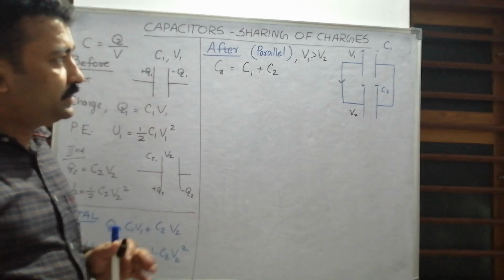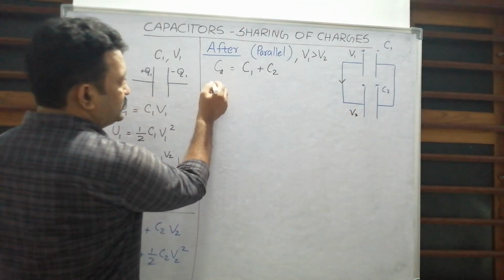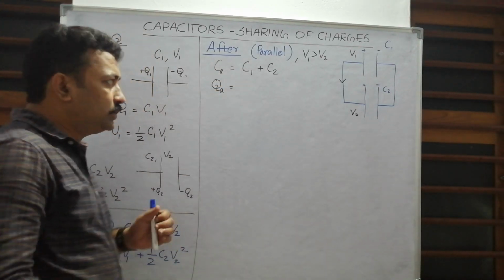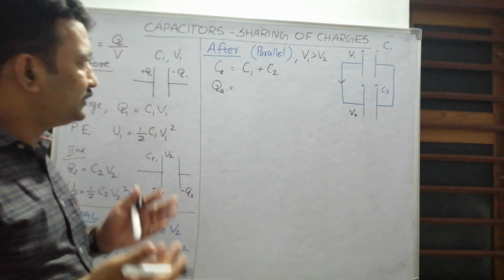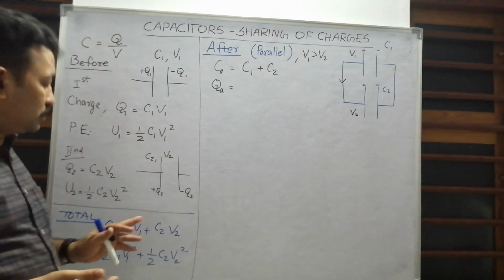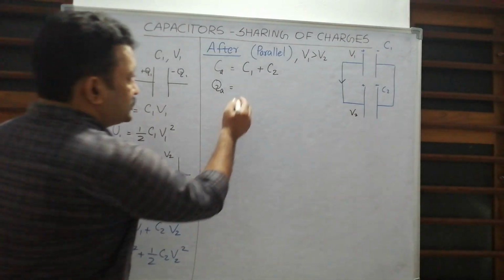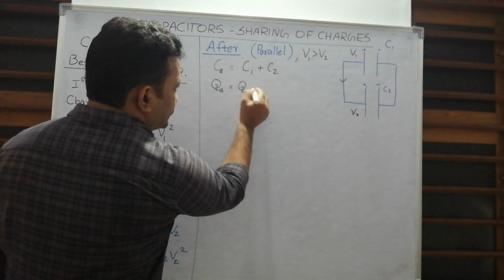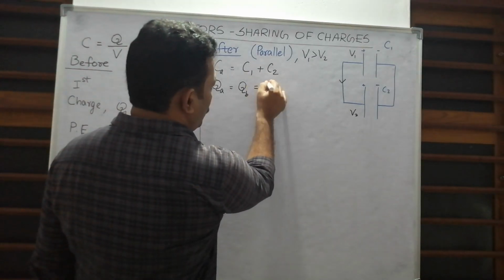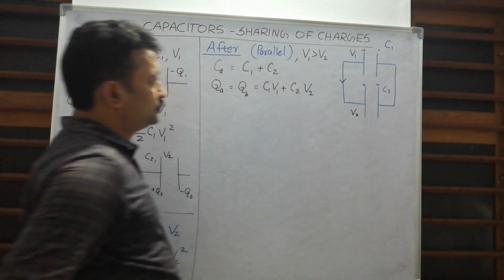Now if that is connected like that, what will be the final charge value? The charge content after. We know that charge is a conserved quantity. Nothing will happen to the charge even if it is connected or disconnected. So that will be simply equal to the initial value. The charge content after will be equal to the charge content before. It's a conserved quantity. The value will be C1 V1 plus C2 V2.